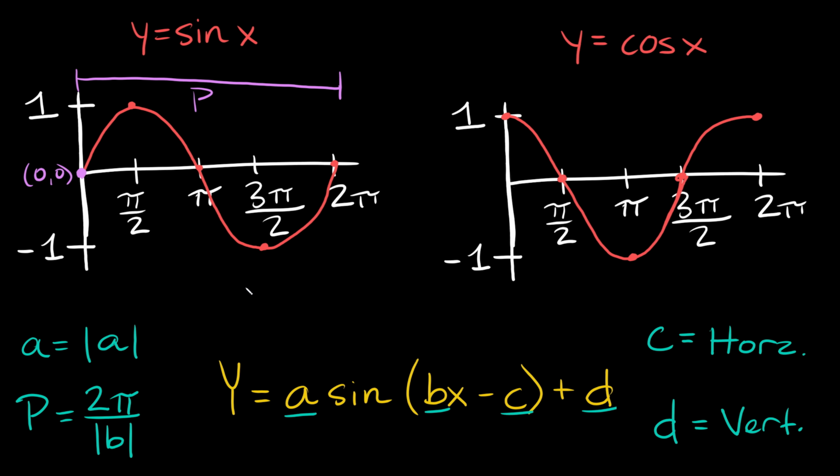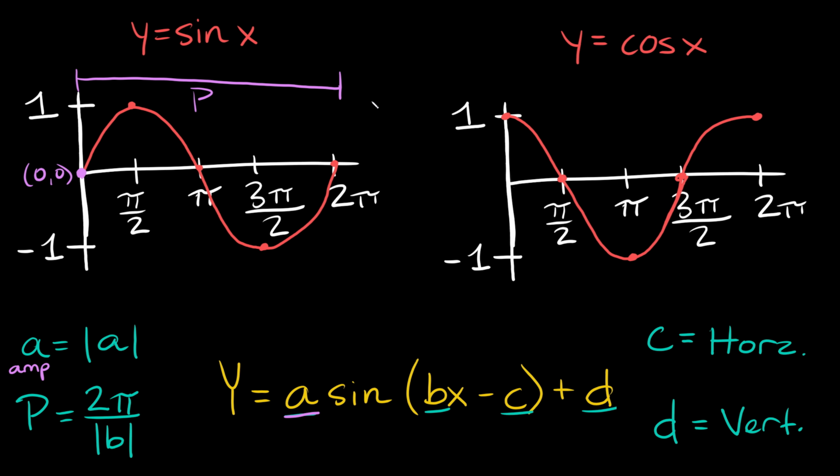Now, this is the equation that we're going to use down here. So it's just y is equal to a times the sine of (bx minus c) plus d. Now, a over here stands for the amplitude, all right? A is the amplitude, and the way that you find it is you just take the absolute value of this number right here, and that's the amplitude.